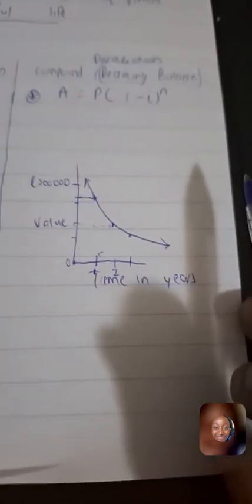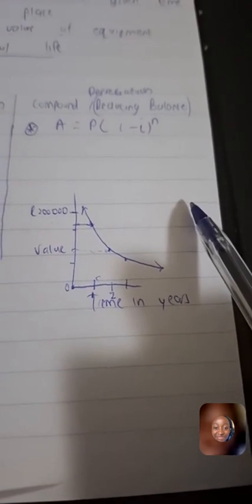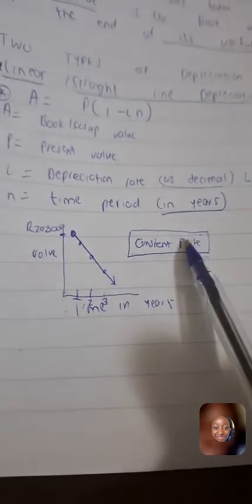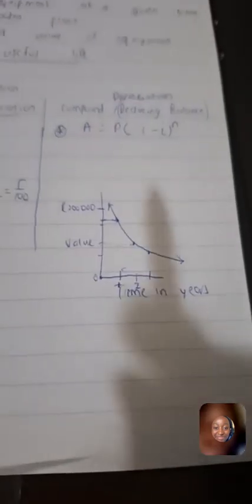But for this one, it does not decrease at a constant rate. And that's the difference between linear and compound. Compound decreases a lot each time. Yes, very true. Beautifully said, I couldn't have said it better. It decreases a lot every time.